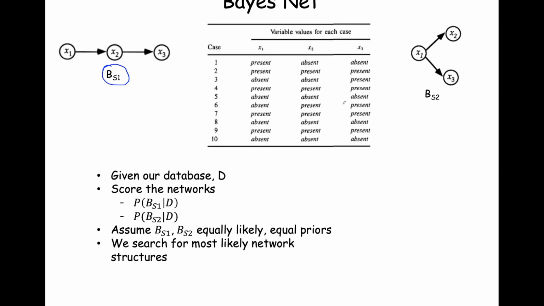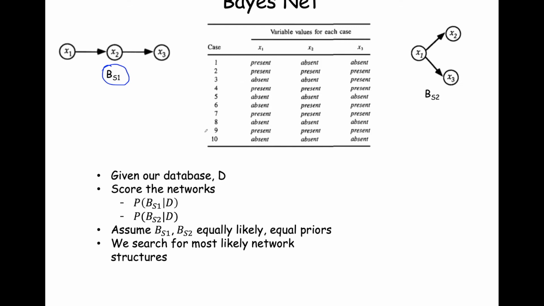Lastly, we have the same cases. So we have this database of cases, and now we want to score the networks. We want to see which network is more likely given this data. If we can determine which network is more likely, i.e., it has the highest constituent probabilities, that tells us that the dependencies encoded in one network are more faithful to the real dependencies in the data.